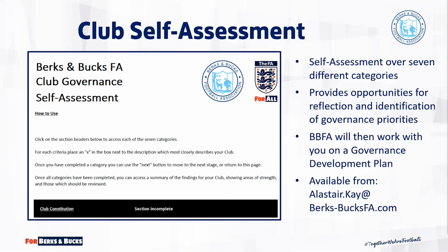The other item I wanted to direct you towards is a self-assessment that we've put together over the last couple of years. Effectively, this is an Excel sheet on steroids, which is written in such a way that you click through. There's 7 different categories, and it offers you opportunities for reflection and to look at how your club is currently structured. It's probably about 50 odd criteria within those 7 different categories.